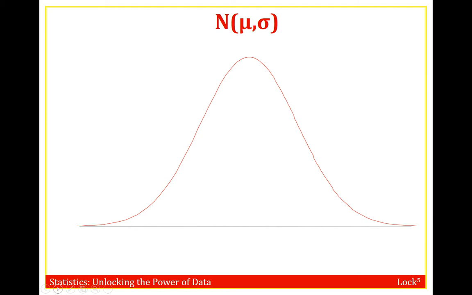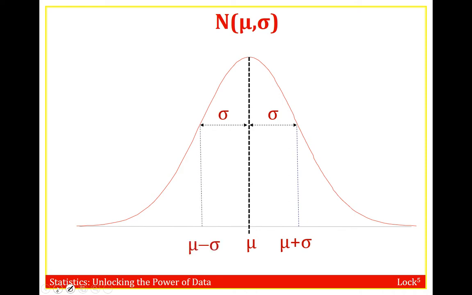So as we look at a normal curve, we find our center, mu. The curve is always symmetric about the mu value. One standard deviation to the right is mu plus one standard deviation. One standard deviation to the left is mu minus one standard deviation.